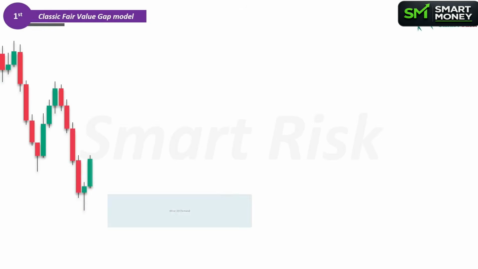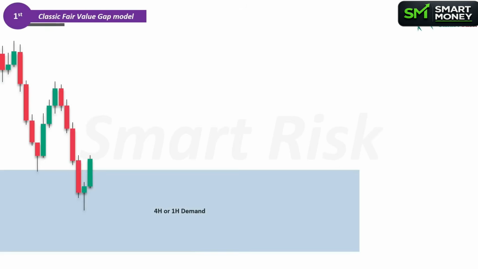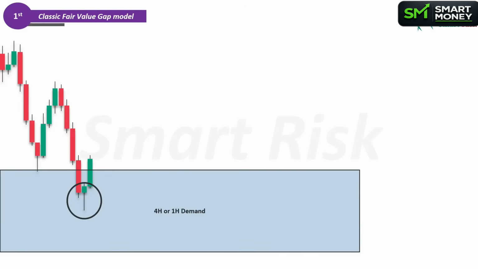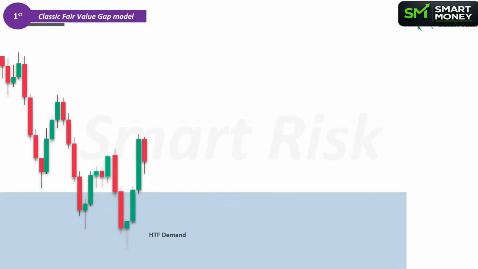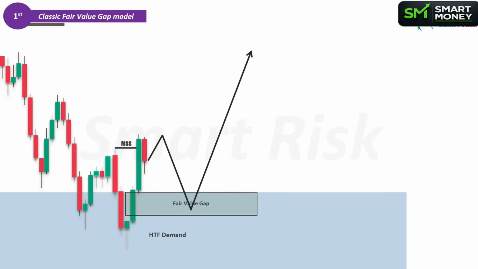Starting with the fair value gap entry model. First, price must return to a 4-hour or 1-hour demand zone. Once it reaches the zone, we move to the lower time frame and wait for a bullish market structure shift. This is our first layer of confirmation. After the structure shift, we identify a bullish fair value gap inside the impulsive leg that caused it. This imbalance often attracts price back before the bullish continuation, giving us a precise entry opportunity.